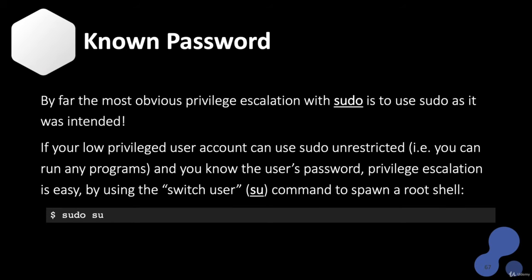Known passwords. By far the most obvious privilege escalation with Sudo is to use Sudo as it was intended. If your low-privileged user account can use Sudo unrestricted, i.e. you can run any programs, and you know the user's password, privilege escalation is easy by using the switch user or su command to spawn a root shell.